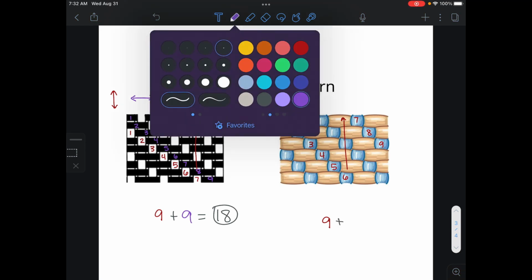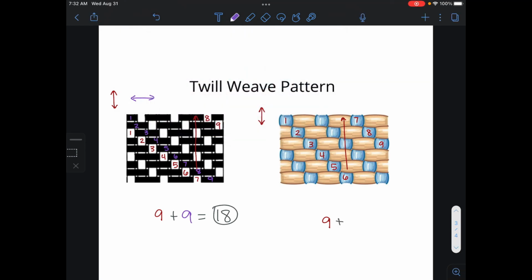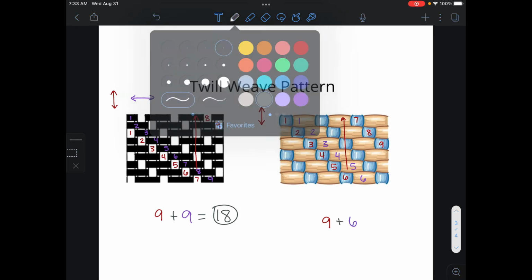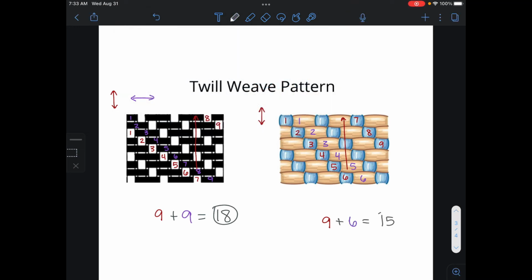And then counting our wefts, the brown ones, we have 1, oops, sorry, that's not the top. 1, 2, 3, 4, 5, 6. And that one takes us all the way from top to bottom. 9 plus 6 for our thread count should give us 15.